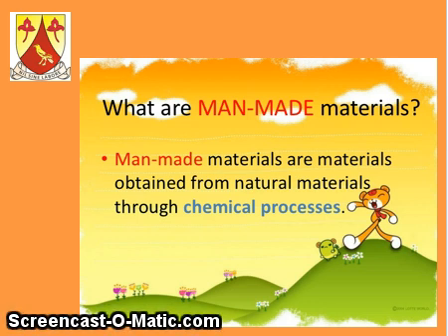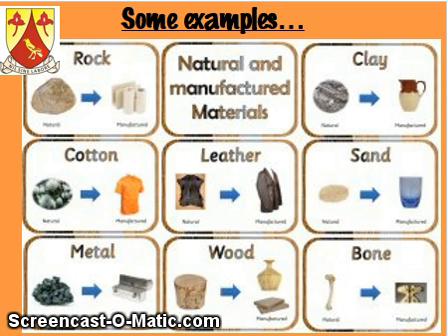If we have a look at cotton, cotton is a natural or a raw material, and we process it, we make it into clothing, into a t-shirt. Okay, and that's the manufactured material. If we look at leather, okay, it's a natural product. We change it, we manufacture it, we process it into a leather jacket. That's the manufactured material.